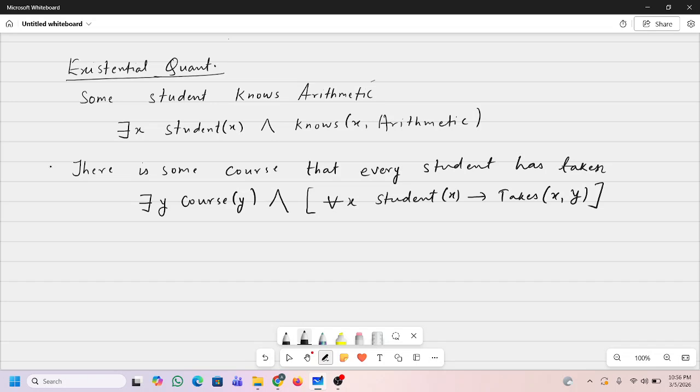Okay, so in the next lecture we will see some more such examples of converting statements to first order logic. Okay, thank you.